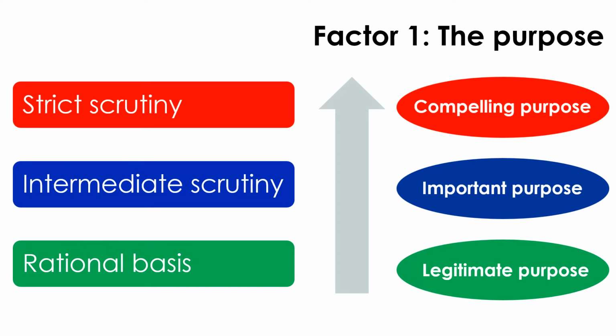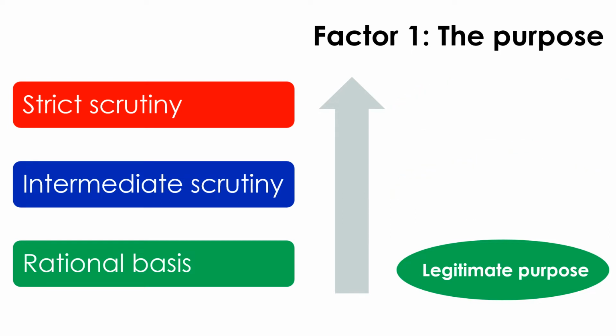The first factor is, why did the government pass the law? What was the purpose of the law? Was the law for a legitimate purpose, important purpose, or compelling purpose? It's the easiest to show that the law was needed for a legitimate purpose. It's the most difficult for the government to show that the law was needed for a compelling purpose.